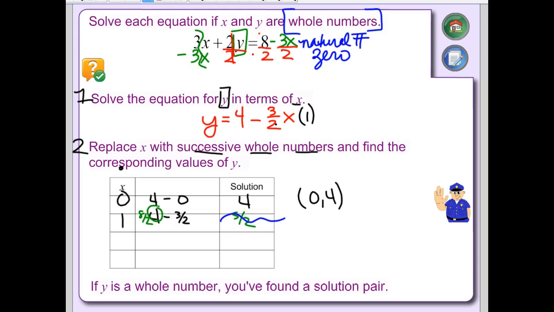Okay, let's try the next whole number. What's the next whole number? Well, the next whole number is 2.